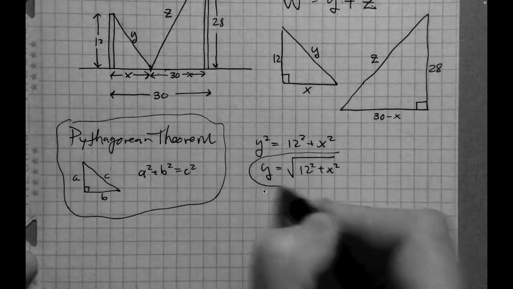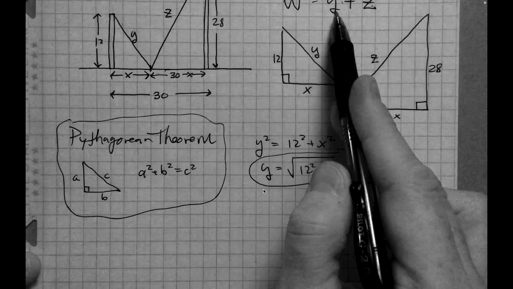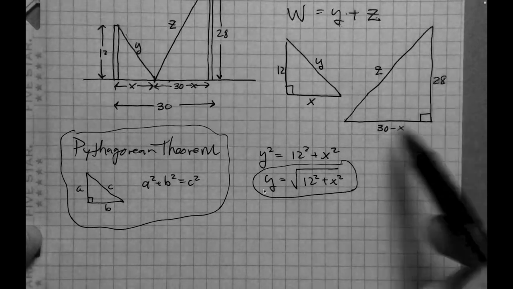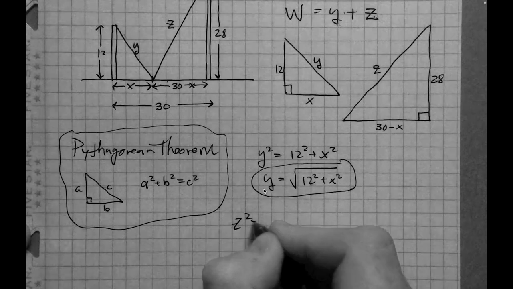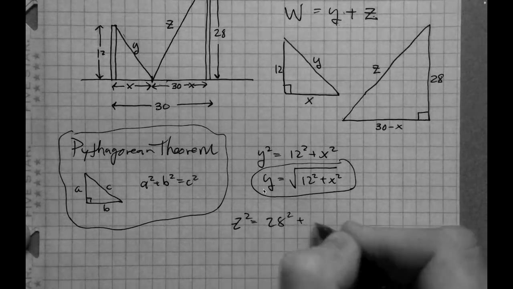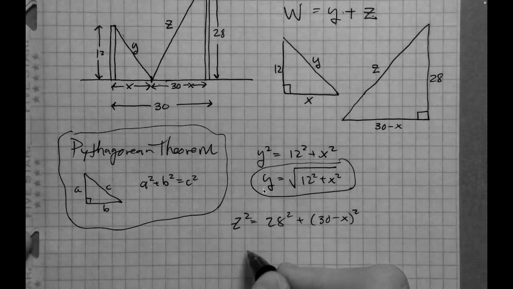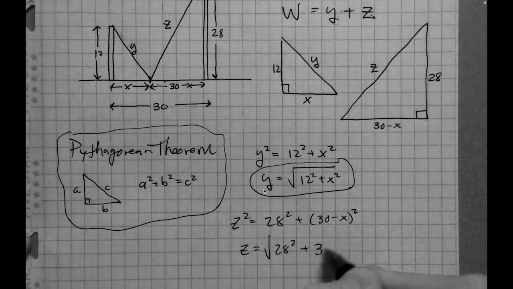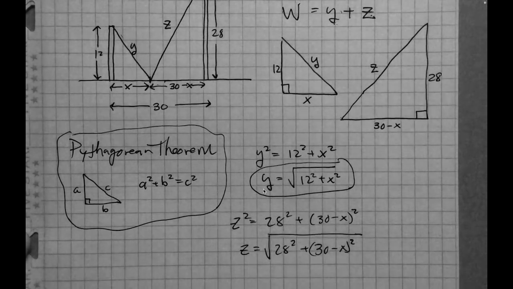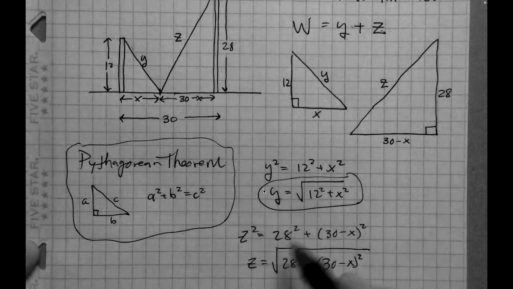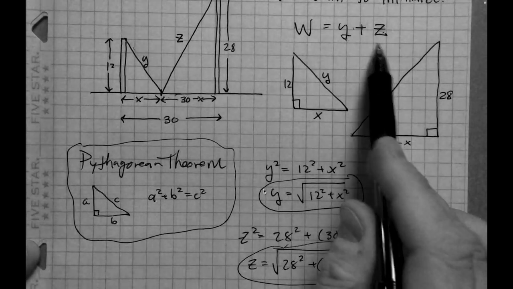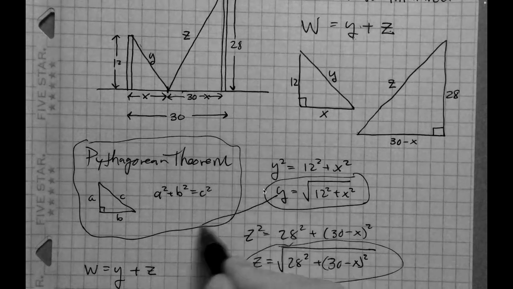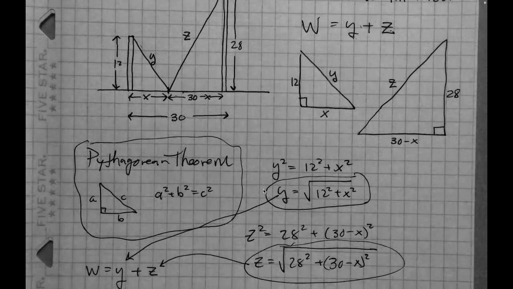Okay, so that's good. So we've got that piece. Now we'll be able to take that, plug it in here, and then that piece at least will contain x only. We can do the same thing for this one. Right here we can say z squared equals 28 squared plus 30 minus x squared. And so z equals the square root of all that, like so. Okay, so now this one here will be plugged in for that. So let's just write that down just so that it's clear what we're headed towards. So this is coming in for that, and this is coming in for that.